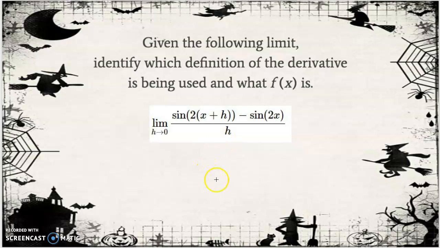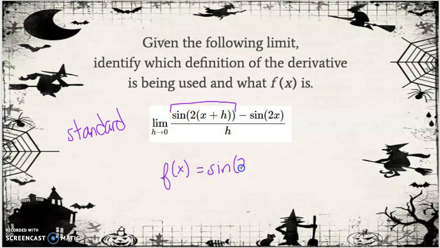All right, let's go ahead and pause on this one. And if we try this one, this one also is standard form. And then my function that I'm trying to find the derivative of, using this piece, is sine of 2 times my input. So sine of 2 times my input. This would be the function I'm trying to find the derivative of.